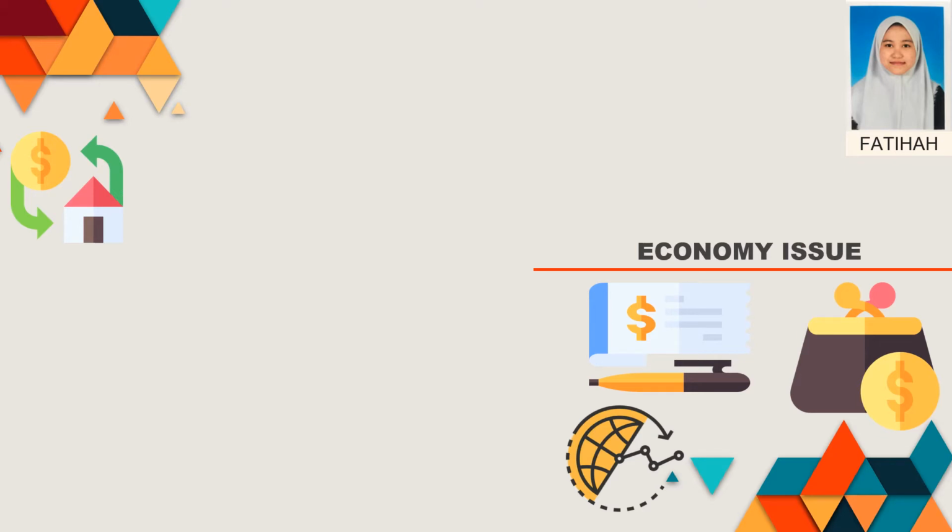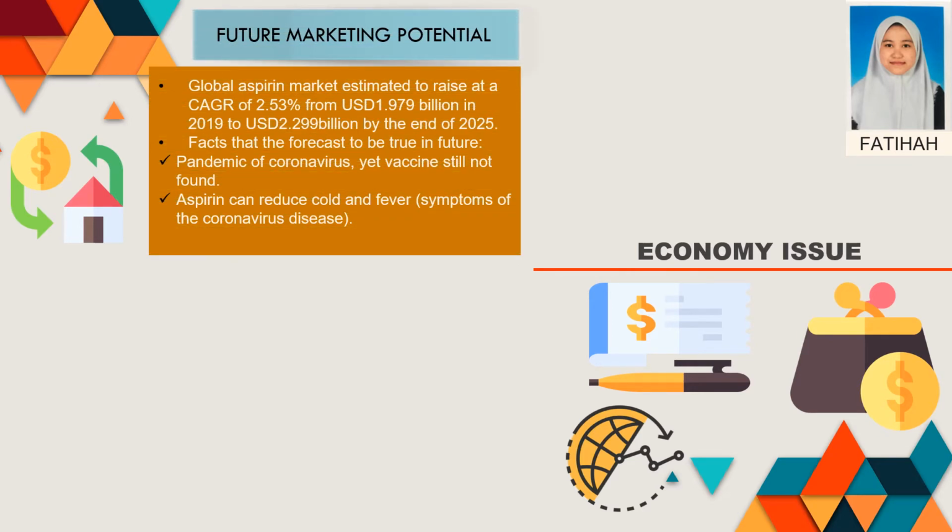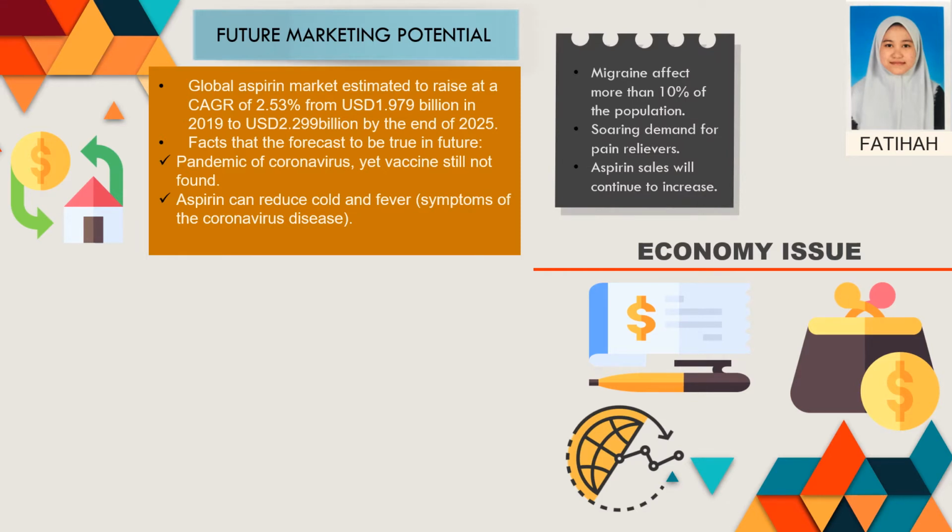Next is the economy issue. Future marketing potential. Based on the forecast of the market trend for aspirin, the global market is estimated to grow at a compound annual growth rate, CAGR, of 2.53%, increasing from $1.979 billion in 2019 to $2.299 billion by the end of 2025. There are some facts that support the forecast: the pandemic of coronavirus, for which a vaccine is still not found, and that aspirin can reduce cold and fever, which are symptoms of the coronavirus disease.